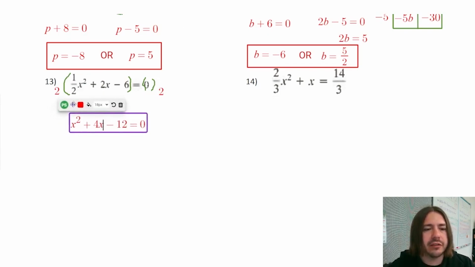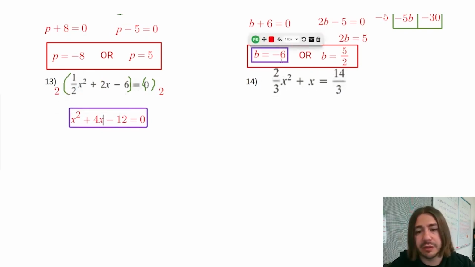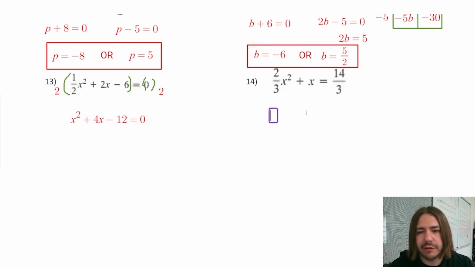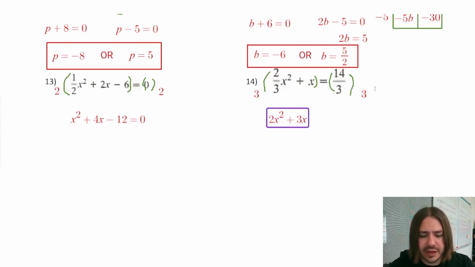I'm going to do kind of the same thing to number 14. Think about what I would need to multiply here to clear the fractions, and it would be 3. If I multiply everything by 3, I'm getting both of these equations set up at the same time. They both involve fractions. Multiply this one by 3, this one by 3. That gives me a much nicer equation here: 2x squared plus 3x equals 14.